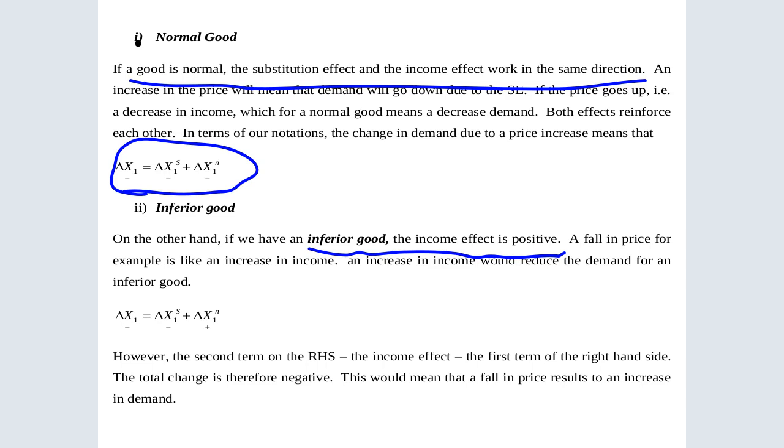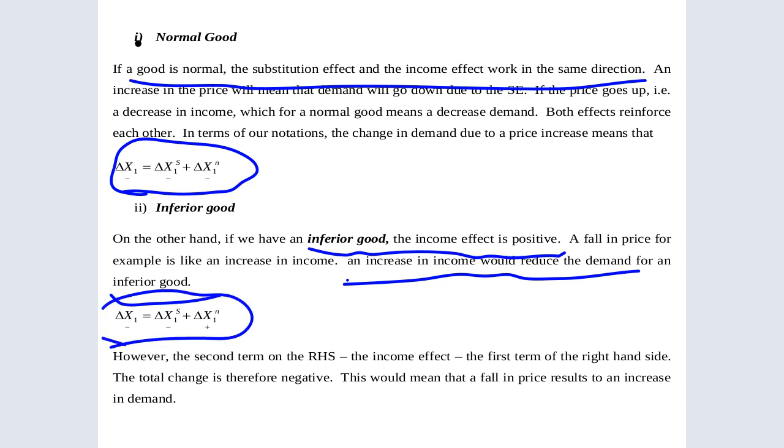So for inferior goods the income effect is positive, likely to increase the quantity demanded for that commodity. And an income increase reduces the demand for that commodity. The income effect is positive. So the total effect is given by this for inferior goods.